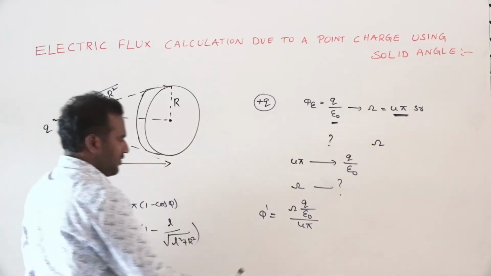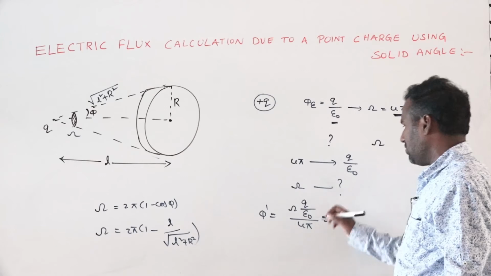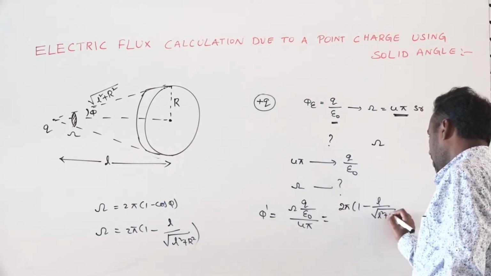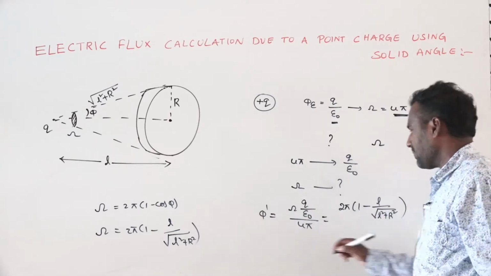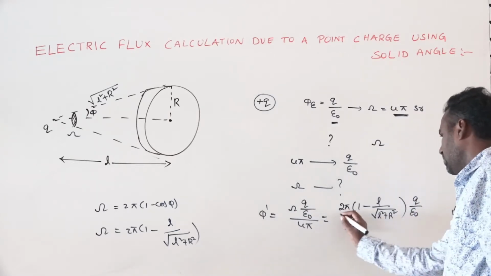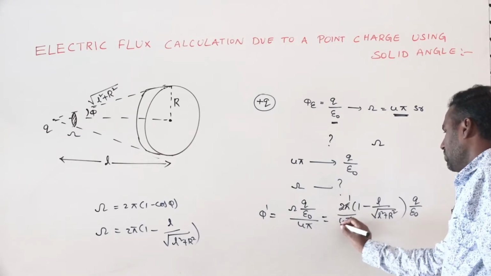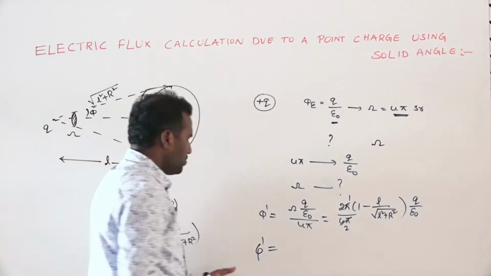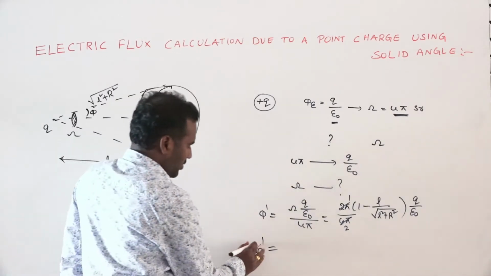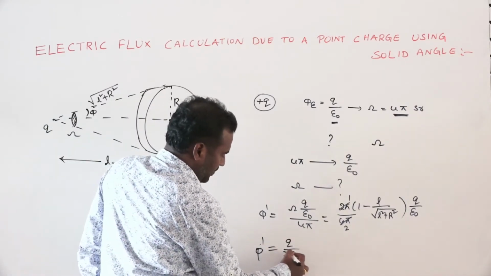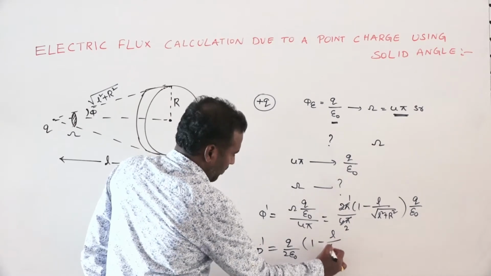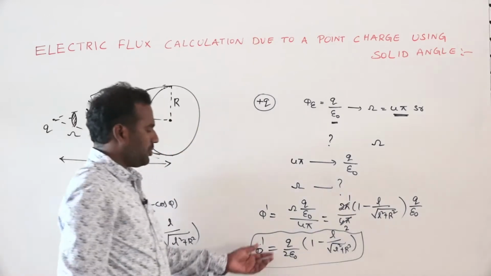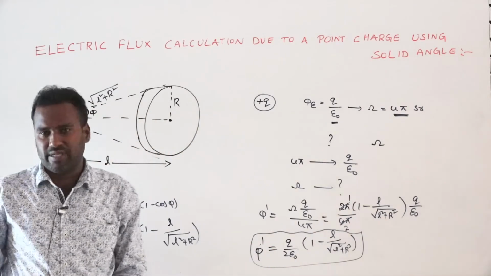Then in place of omega, if I substitute, I will get the flux due to the solid angle as 2 pi into 1 minus L upon root of L square plus R square, multiplied by q upon epsilon naught by 4 pi. The 2 gets cancelled. Then finally we get the flux through the disc of radius R as q by 2 epsilon naught into 1 minus L upon root of L square plus R square. As I discussed in the last video, by using the integration method, the result remains the same.